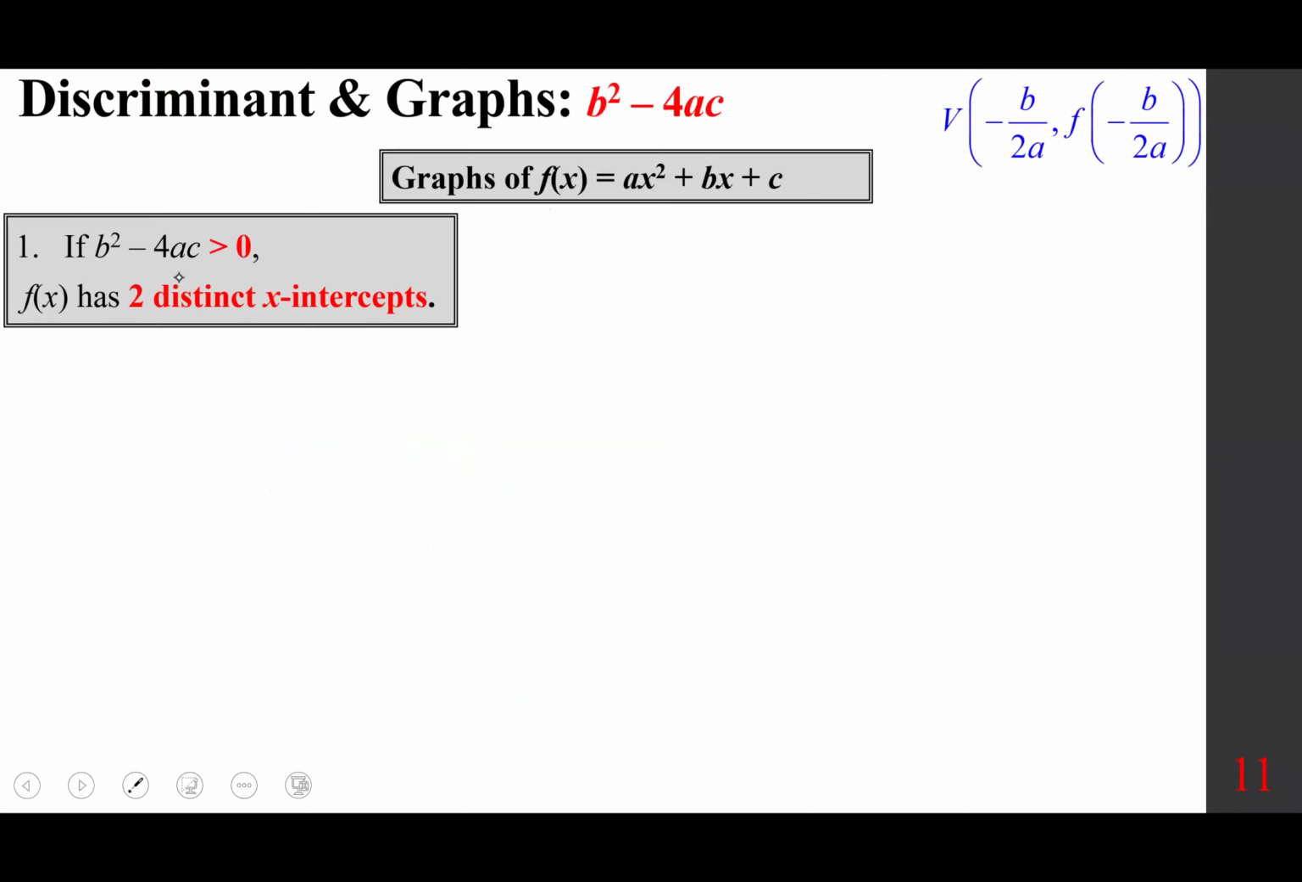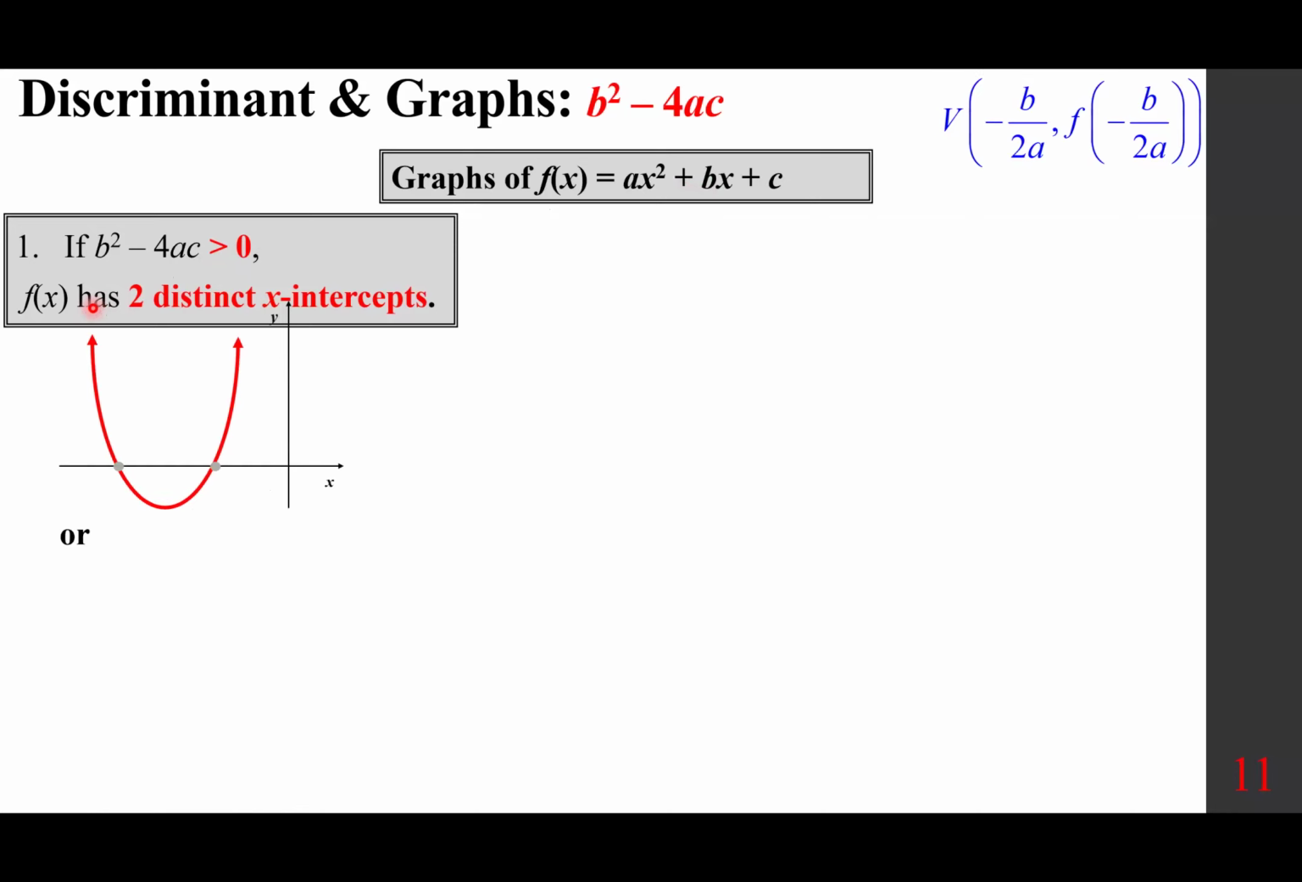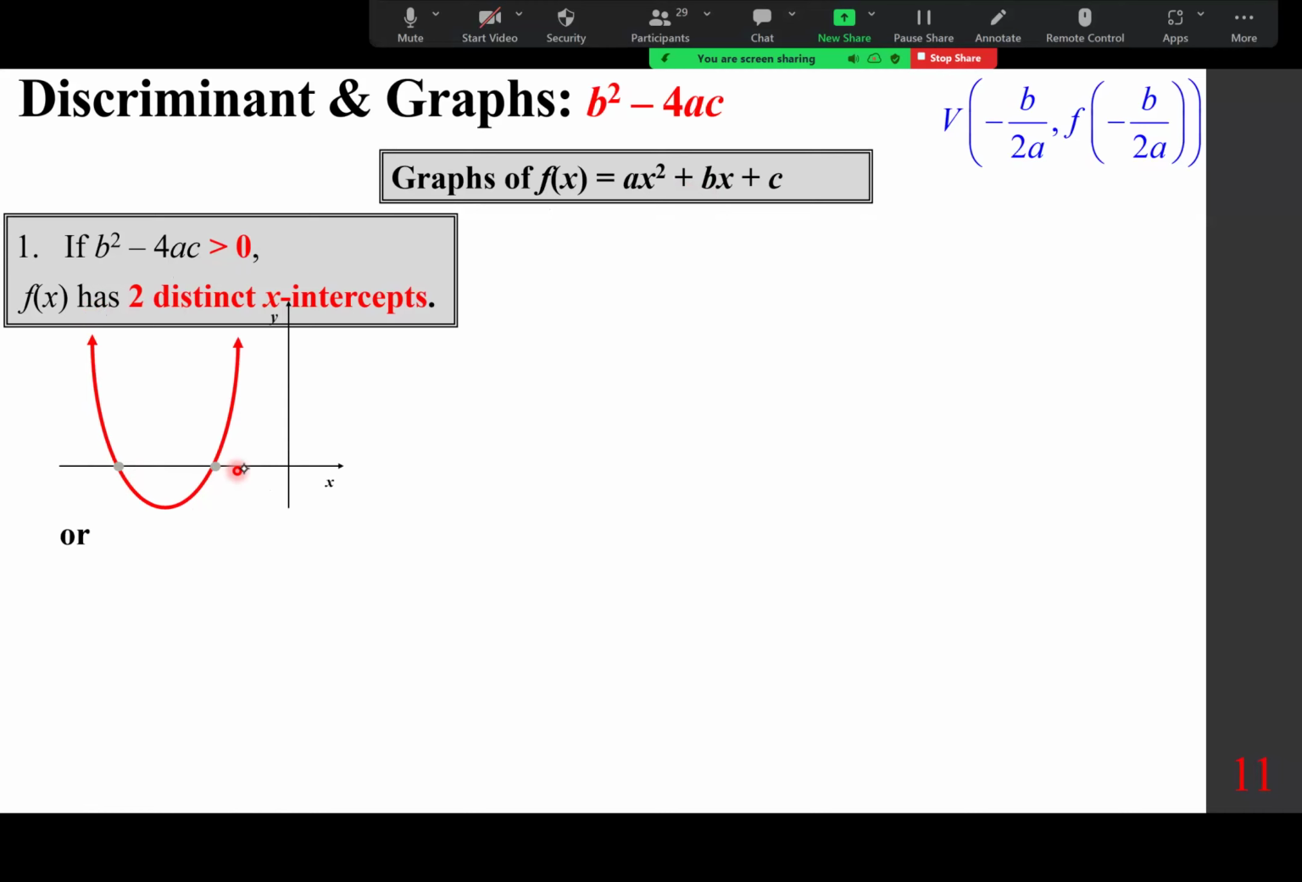Now, what is the effect of the discriminant b squared minus 4ac as far as the graph is concerned? The graph of f of x is ax squared plus bx plus c. So if b squared minus 4ac is positive, we have two distinct x-intercepts. So you have two x-intercepts. Whether it opens up or down, it depends.